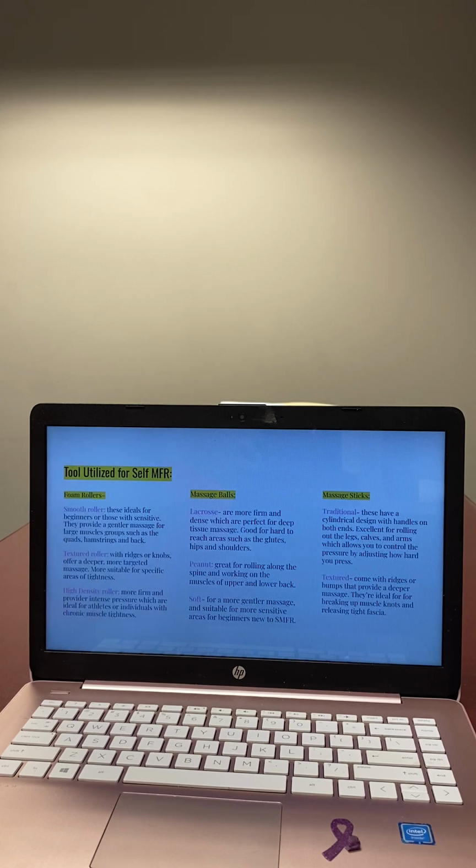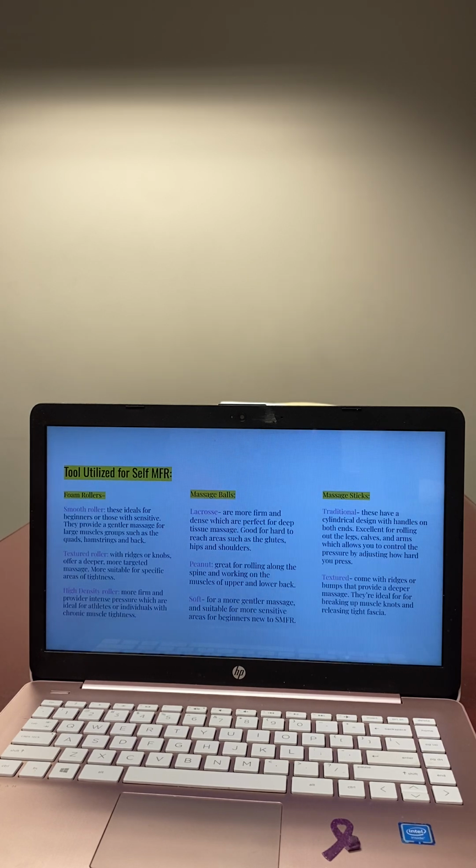So I wanted to go over some of the common tools utilized for self MFR. So first we have the foam rollers, and there's different types. So I wanted to go over some of those. Starting off, we have the smooth roller, and these are ideal for beginners or those with sensitive trigger points. So they provide a more gentle massage for large muscle groups such as the quads, hamstrings, and the back.